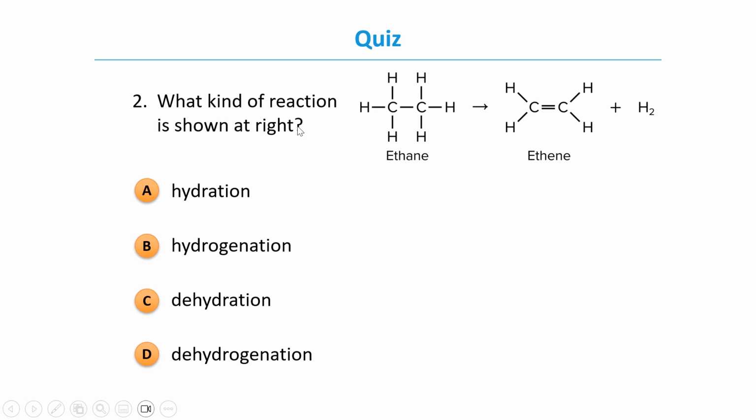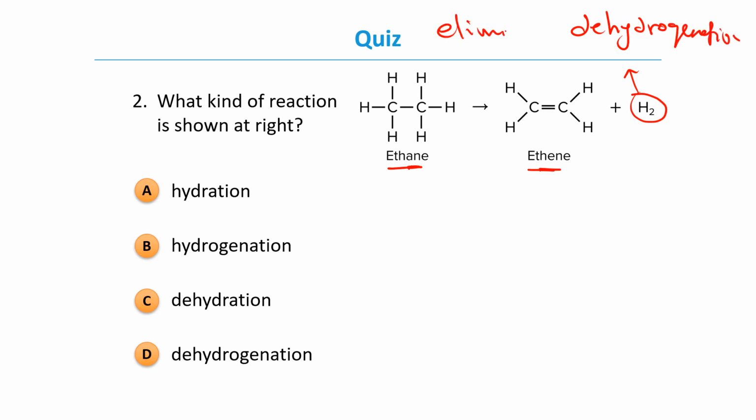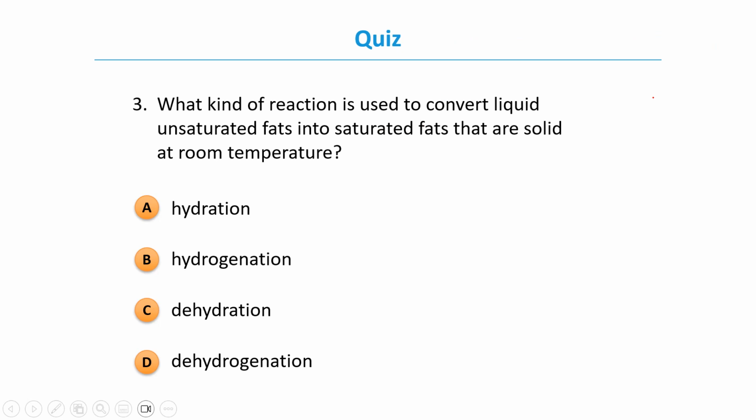What kind of reaction is shown here? You have an alkane, and they gave an alkene. And in the product you have H2. So this is dehydrogenation. And it's also an elimination reaction, right? So which one is here? It is dehydrogenation, because we lost 2 hydrogens, right? That's what we saw previously.